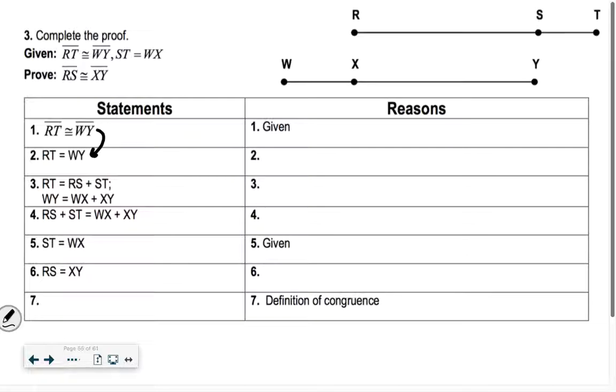How do I go from step 1 to step 2? Aren't you substituting? Not necessarily substituting. We went from something being congruent to something being equal. Yeah, that's the definition of congruence. Okay, so we're going to write definition of congruence. Now we have RT is equal to RS plus ST. Segment addition. And I went ahead and combined this into one step. So I could have listed it twice, but I just put them in one thing.